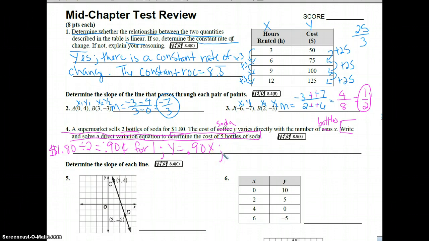Now, in order for me to find out how much it costs for 5 bottles, what do we do? Plug it in, right? And multiply 0.90 times 5. And what do you get? You get 4. We're talking about money. $4.50.